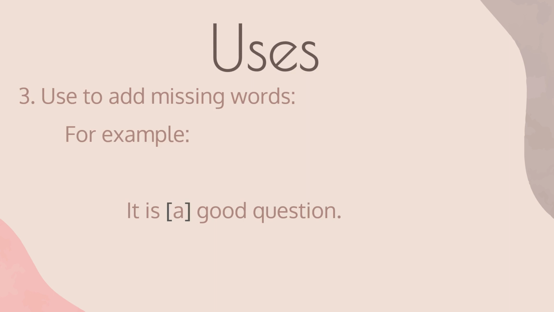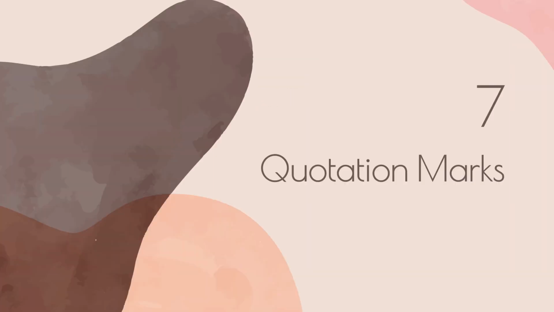You can also use it to add missing words. For example, it is [a] good question. Now it is good question doesn't sound right. So we are adding the word a within the brackets. We needed the article a, so we placed it within the brackets. So that indicates that we are the ones who have modified it.